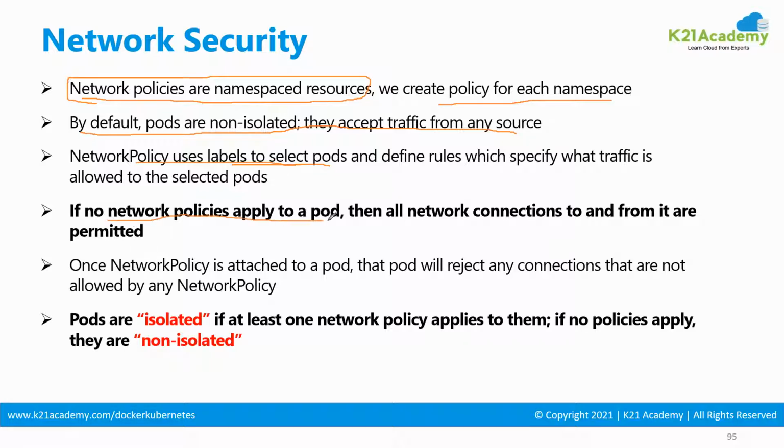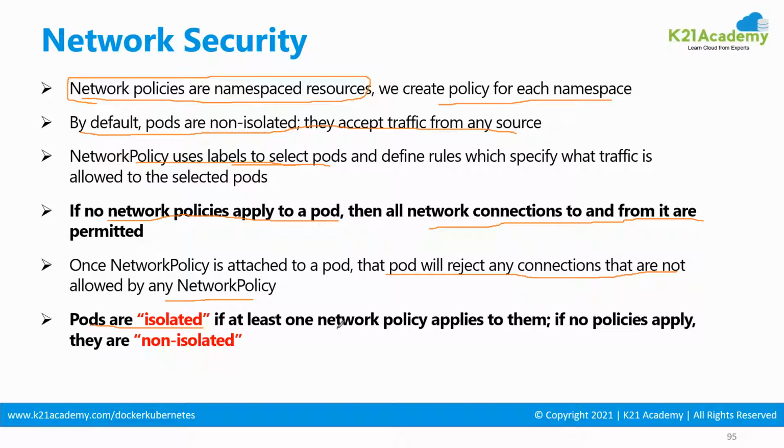If no network policies apply to a pod, then all network connections to and from it are permitted, right? So if network policies are absent, everybody will talk to each other. But if any network policy is attached to a pod, that pod will reject any connections that are not allowed by any network policy. So by default, all will get rejected once you apply the network policy. Whatever the rule is applied, that is only accepted. All other connections will be rejected.